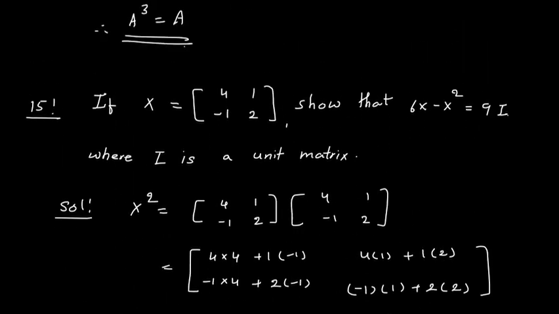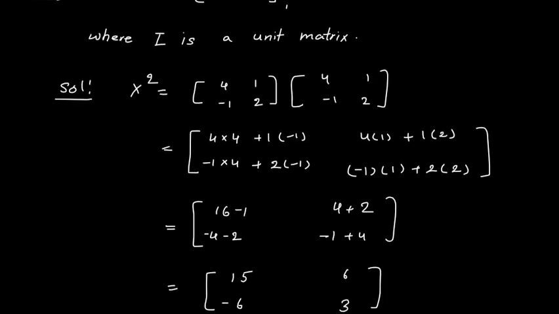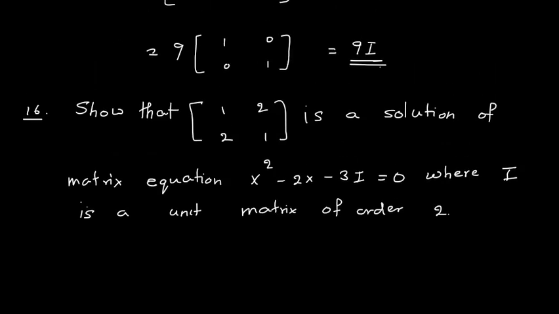This is problem number 15. Okay. Now let us move to question number 16. Now this 16th problem, we have been given a matrix, and we have to show that this is a solution of the matrix equation x square minus 2x minus 3I is equal to 0, where I is a unit matrix of order 2.